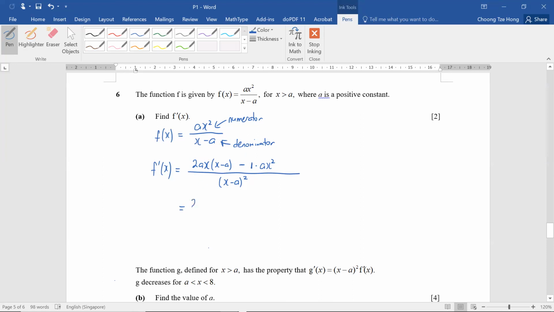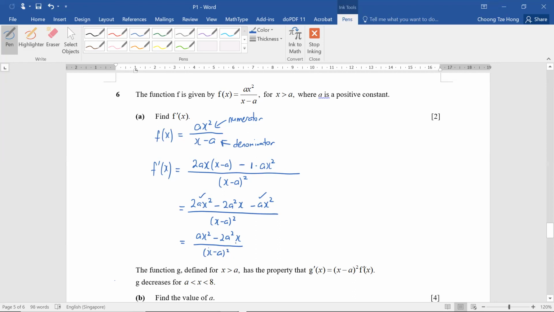Let's simplify f prime x now. Expanding the top, we get 2ax squared minus 2a squared x minus ax squared, over x minus a all squared. You can group two terms together: 2ax squared minus ax squared gives ax squared minus 2a squared x. So they are different, be careful. Over x minus a squared.